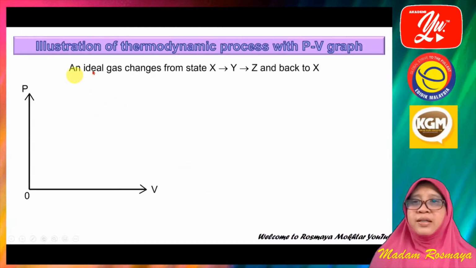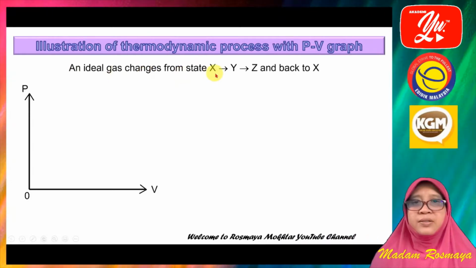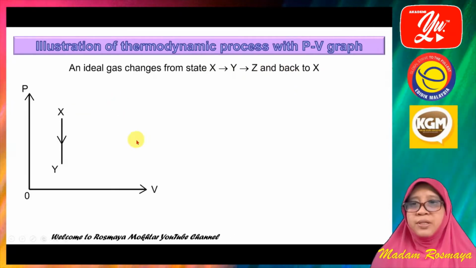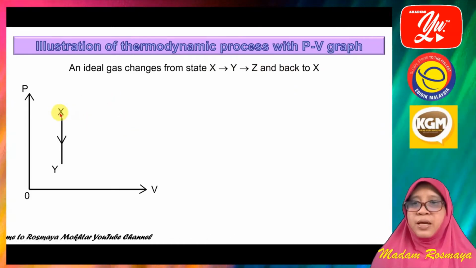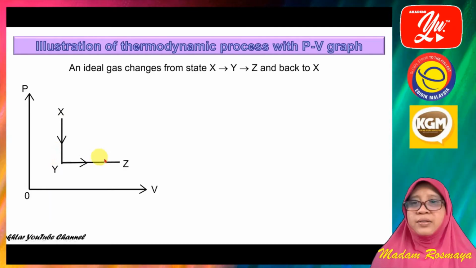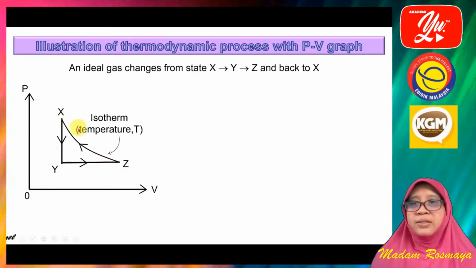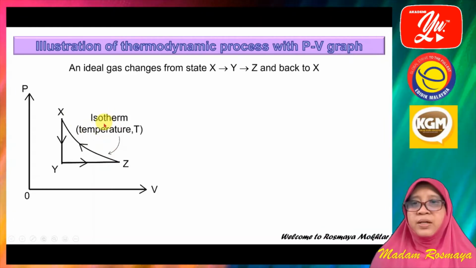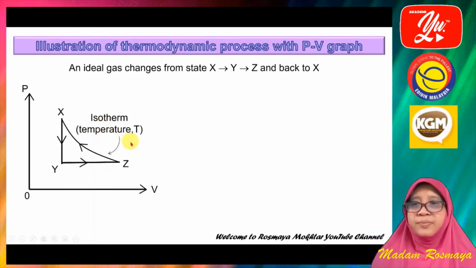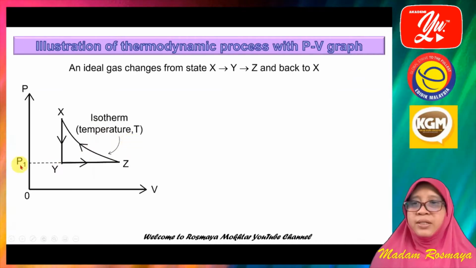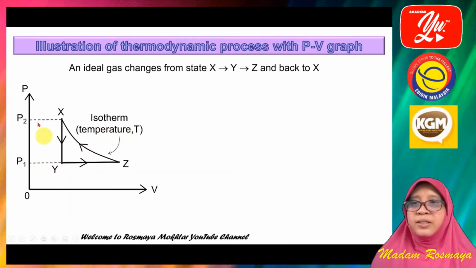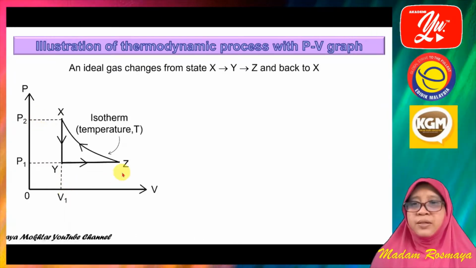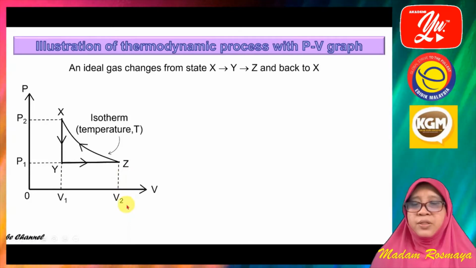Okay, let's say an ideal gas changes from state X to Y, then to Z and back to X. So this is the PV graph. The changes start from X to Y, then to Z, then back to X. And the curve here, ZX, is isotherm at temperature T. The reading here is P1 and the reading here is P2. And here is V1 and another one V2.